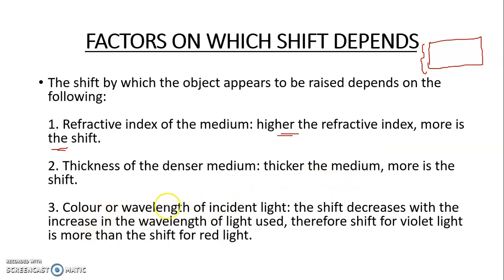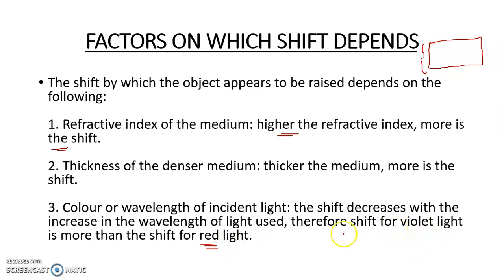And finally, the color or wavelength of the incident light. The shift decreases with an increase in the wavelength of light used. If the wavelength increases, the shift decreases. Therefore the shift for violet is more than the shift for red light, because the wavelength of red is greater, so its shift is less. Understood? And the wavelength of violet is less, so its shift is more.